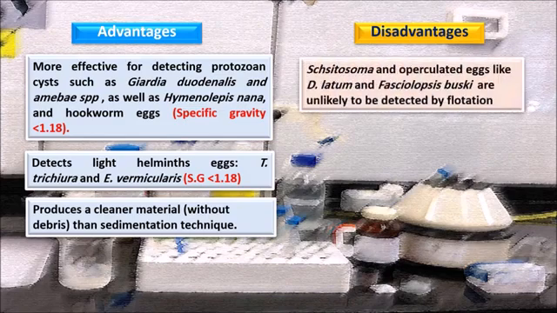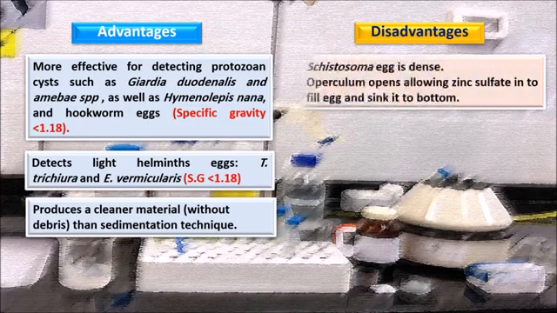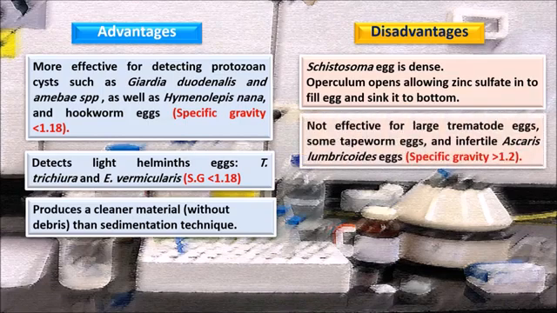Disadvantages: Schistosoma and operculated eggs like Diphyllobothrium latum and Paragonimus westermani are unlikely to be detected by flotation. Schistosoma egg is dense. On the other hand, the operculum opens, allowing zinc sulfate to fill the egg and sink it to the bottom.